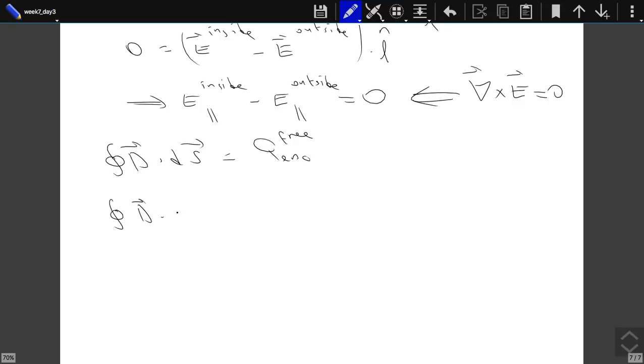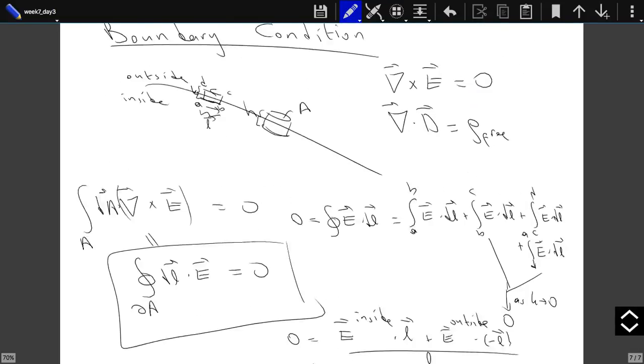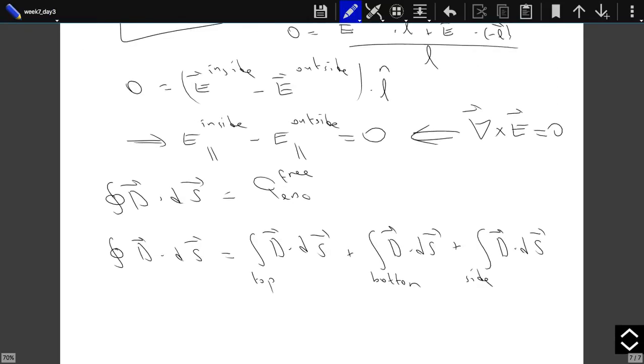Now this integral of D dot dS will be equal to the integral of D dot dS over the top, plus the integral of D dot dS over the bottom, plus D dot dS over the side. Now I can set h to 0. I can take the limit as h goes to 0. But as h goes to 0, let's look at this one.